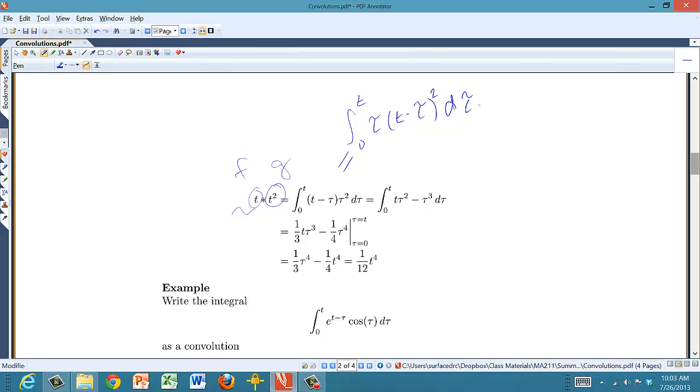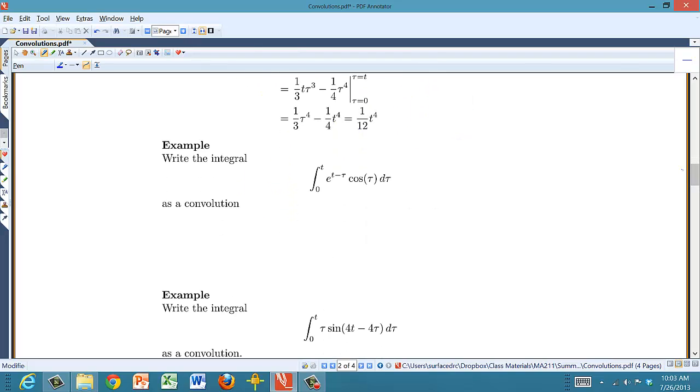And then to do this integral, you'll probably just go ahead and FOIL out this thing. I mean, it'll work out just fine. It's probably easier to put the t minus tau always into the simplest function that you have lying around. So that's why I did it this way this time. So t convolved with t squared turns out to be 1/12 t to the fourth. Okay, so that's how we compute a convolution.